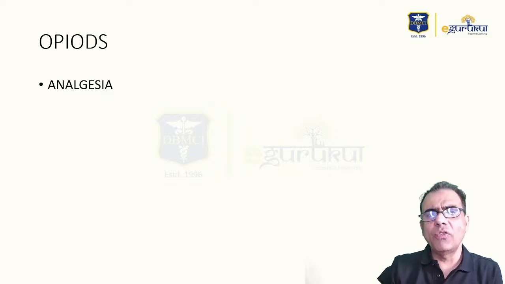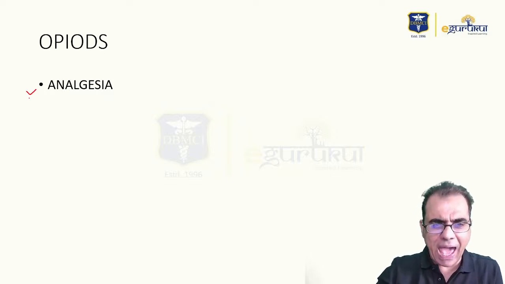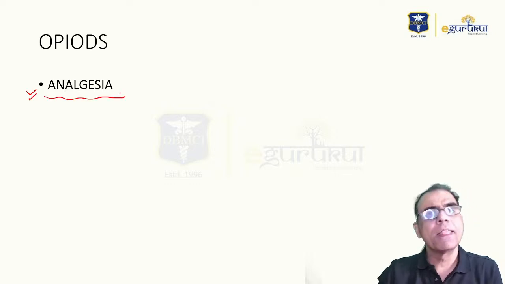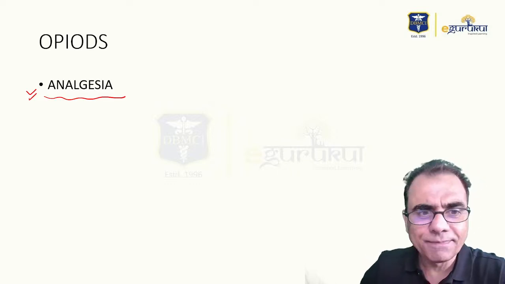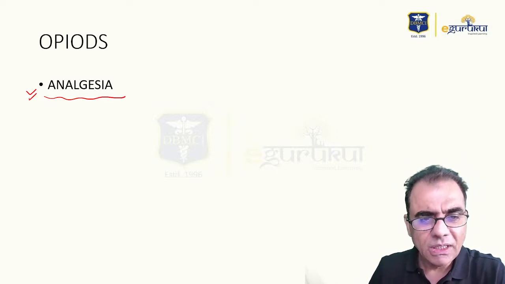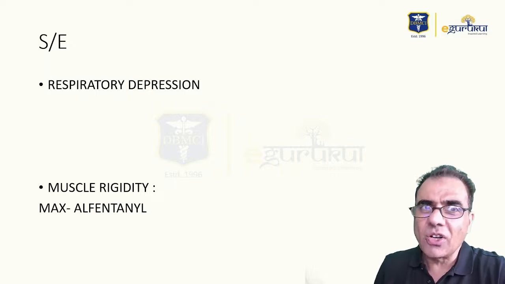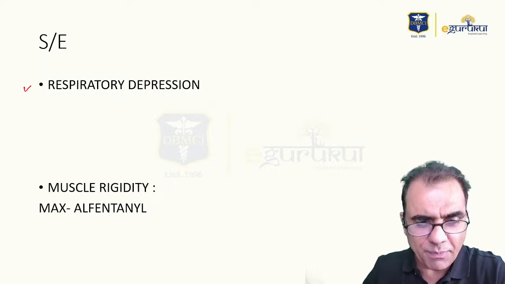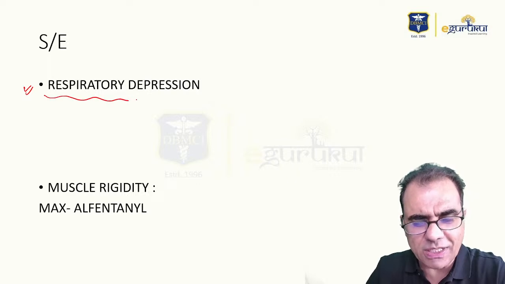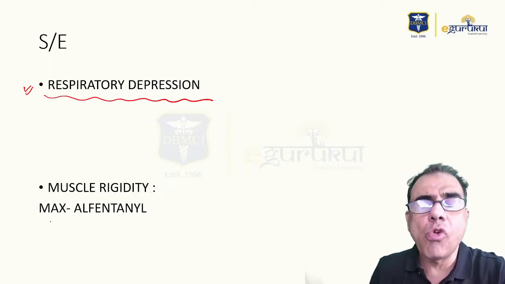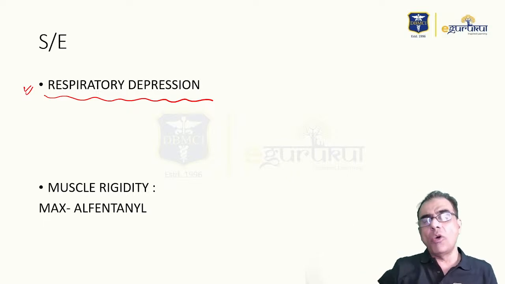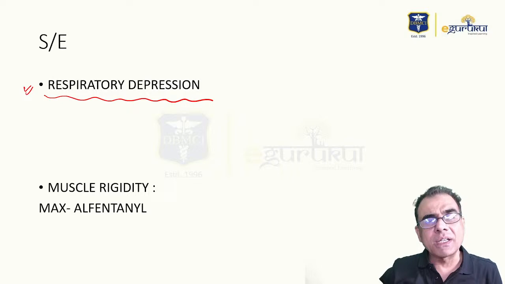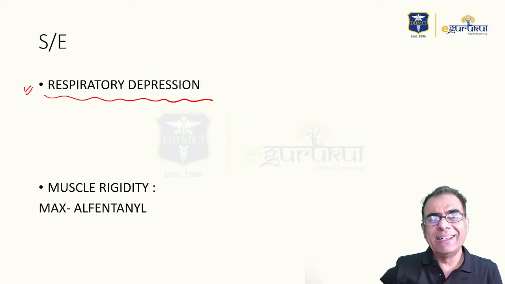Opioids, obviously, are used in anesthesia for analgesia. Side effects of opioids: the major side effect is respiratory depression, and you all know that the most common cause of death in opioid poisoning is respiratory depression.